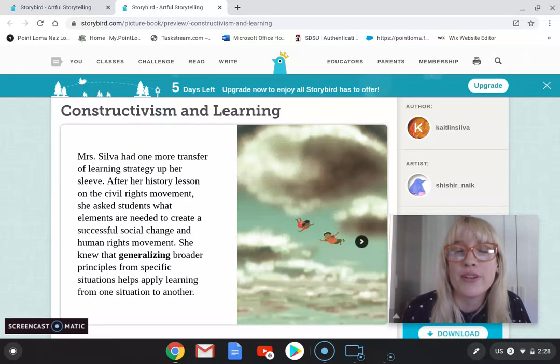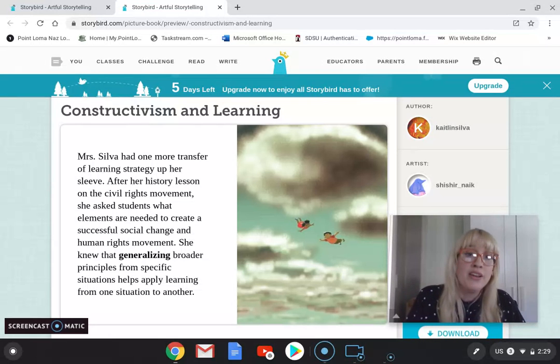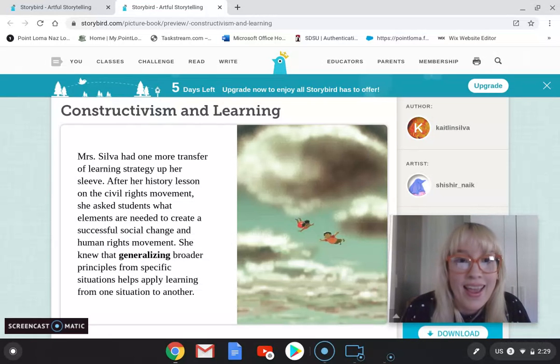She had one more transfer of learning strategy up her sleeve. She had a history lesson on the civil rights movement. And after, she asked her students what elements are needed to create a successful social change and human rights movement. Because she knows that generalizing broader principles from a specific situation like the civil rights movement helps them apply their learning from one situation to another. So by having them look specifically at the civil rights movement, she also had her students research other movements and see what they had in common.